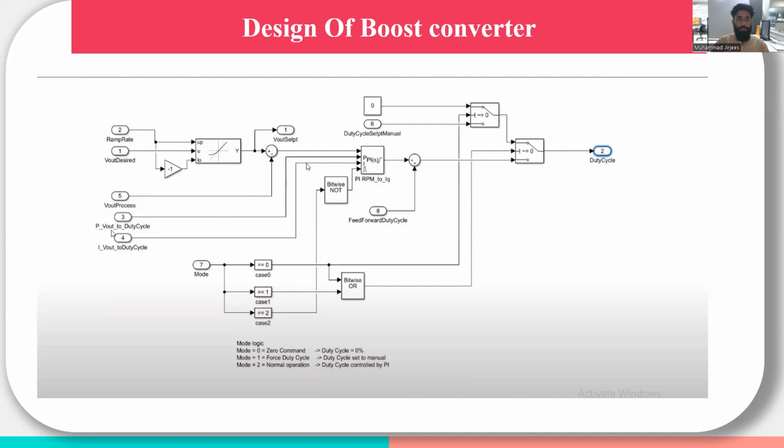the value of proportional and the value of integral gains, and this bitwise not, and the rest of the cases are responsible for changing the modes. Every mode is responsible for a certain function, like mode 0 for zero command, mode 1 for forced duty cycle, in which we set the duty cycle manually, and in mode 2 we do normal operation, and the duty cycle is controlled by the PI, that is, closed loop is done.